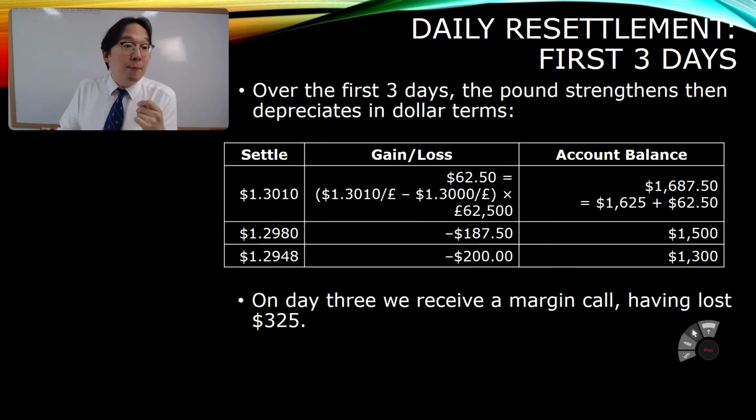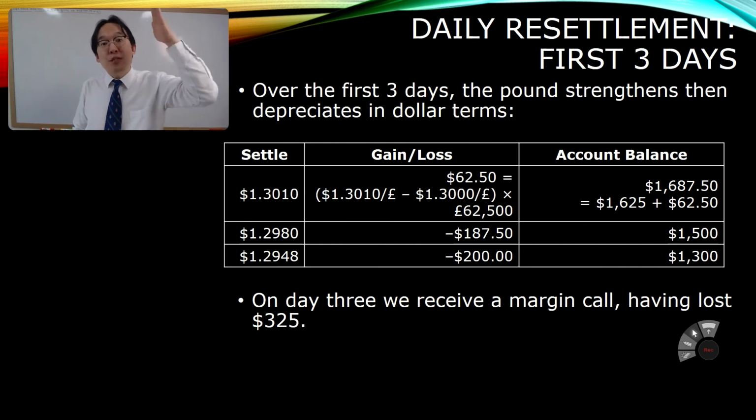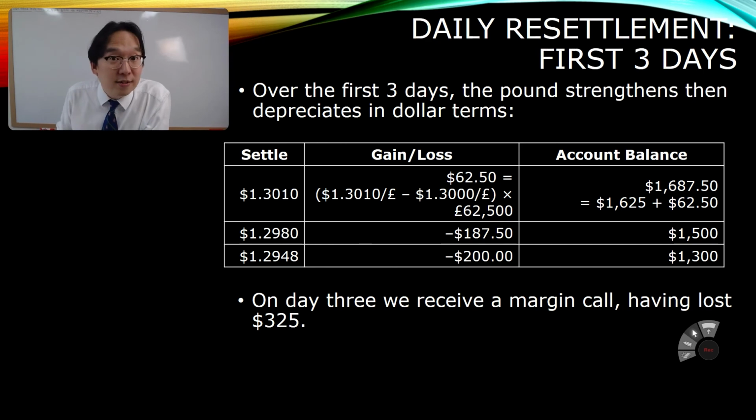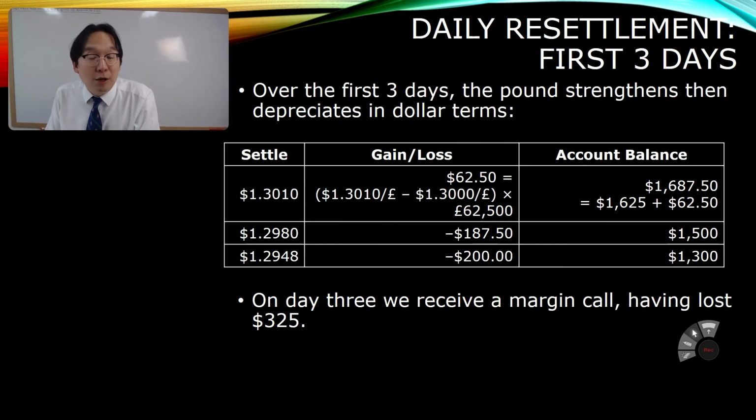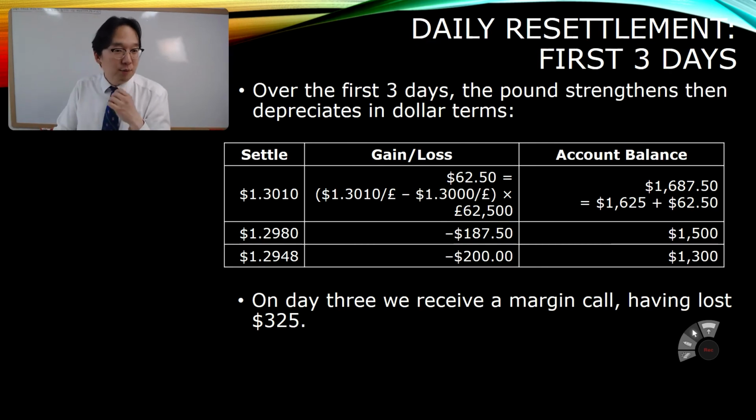Let's see what happens over the first 3 days. The pound strengthens for the next day, and then depreciates. It appreciates in the first day and depreciates over the next 2 consecutive days. So then see what happens to your account balance, your performance bond. Would you get a margin call? Can you handle it? Kind of thing, right?